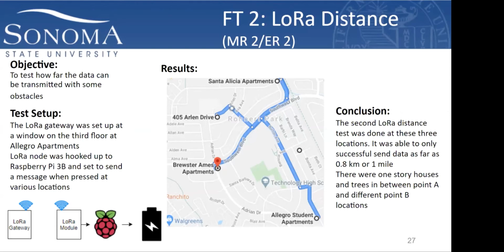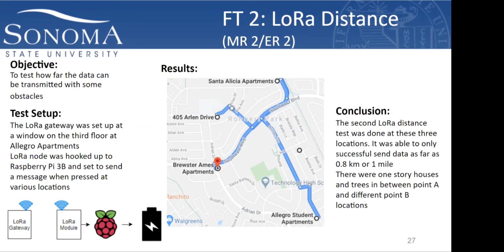So given the results from the previous slide, we wanted to do a test that had different obstacles. So for this test, the LoRa gateway was set up against a window on the 3rd floor at Allegro Apartments. The LoRa node was hooked up to a Raspberry Pi, and the Raspberry Pi was then powered by a battery pack. The LoRa node was set up to send messages when the button was pressed at various different locations.